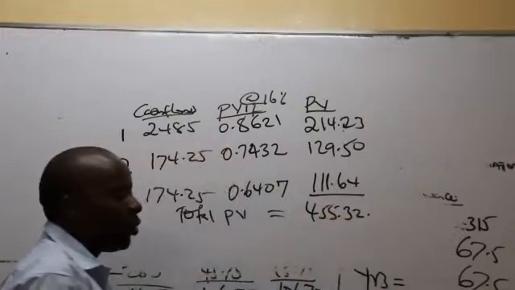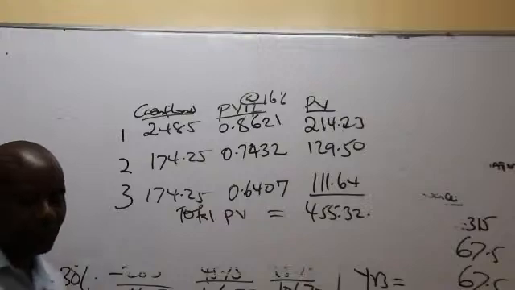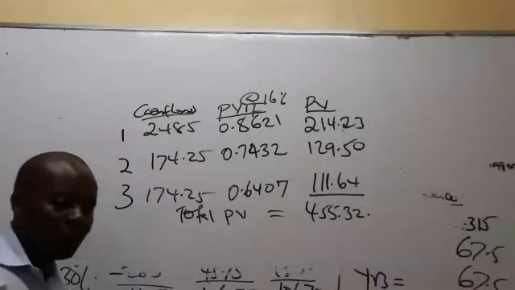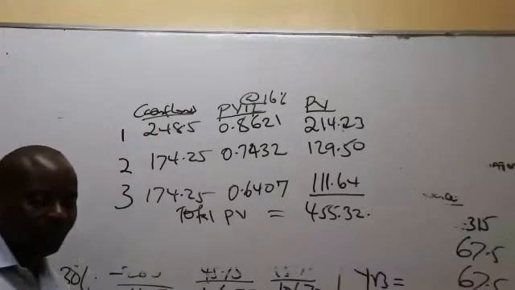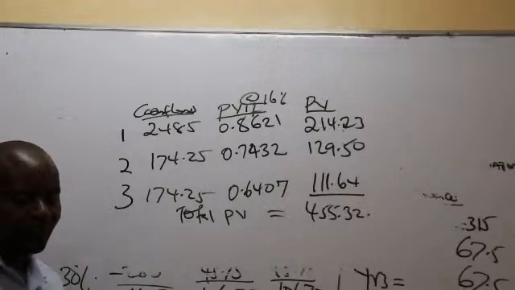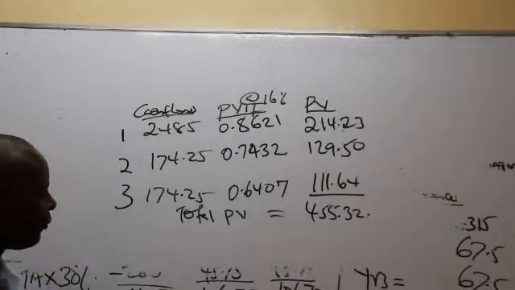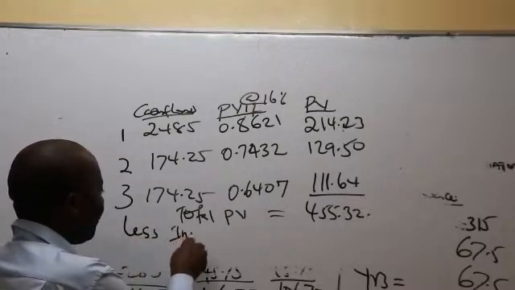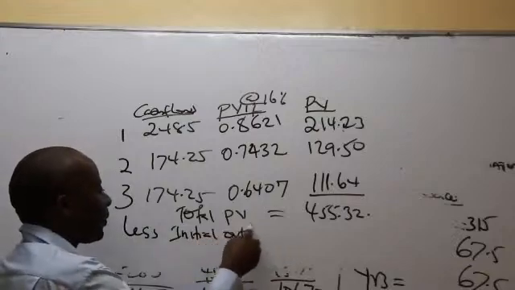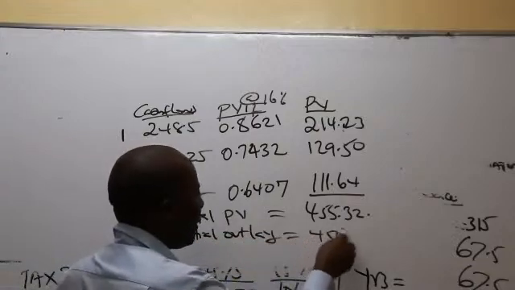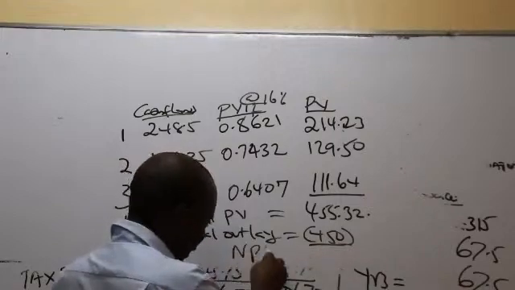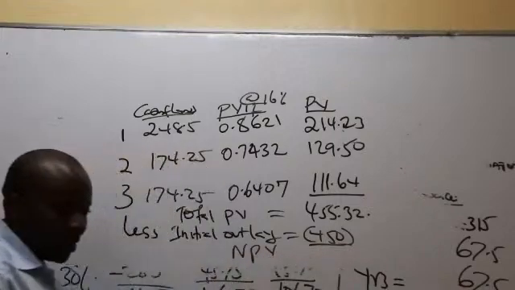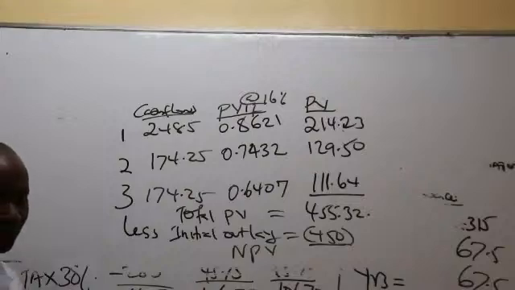So from there, what do we do? We should come and less the cash outflow, isn't it? We less the initial outlay of 450. So it's attractive. Now you should be able to get the net present value, which is 5.32.